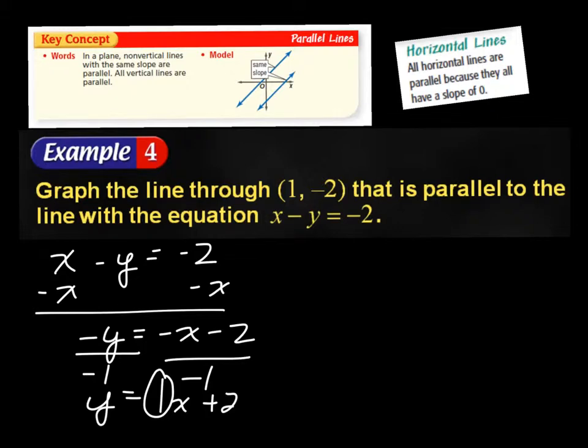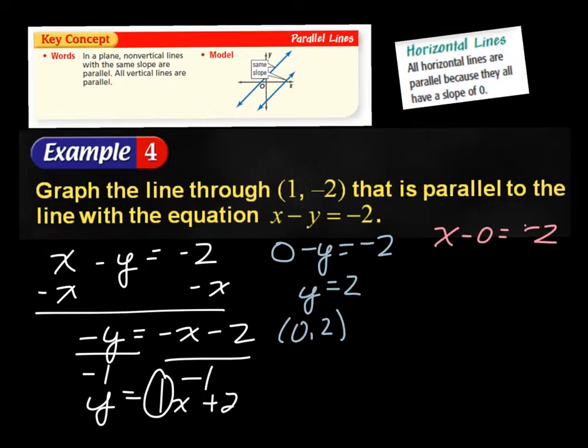If we let x be 0, we can find the y-intercept. So we're going to have y equals 2 when x is 0. And if we let y be 0, we can get the x-intercept. So now we're going to have a nice point, x equals -2, so that's going to be easy to graph as well.